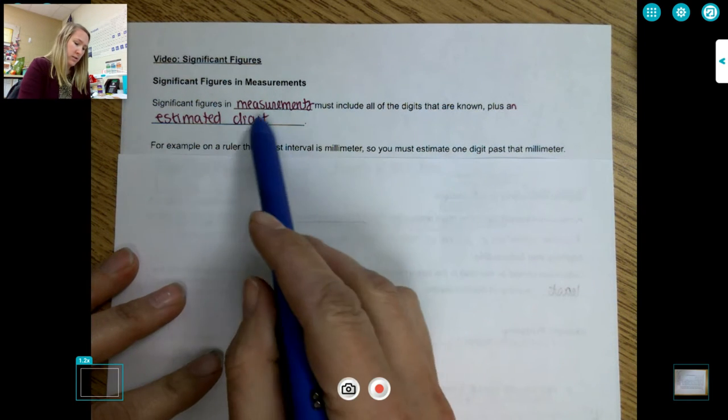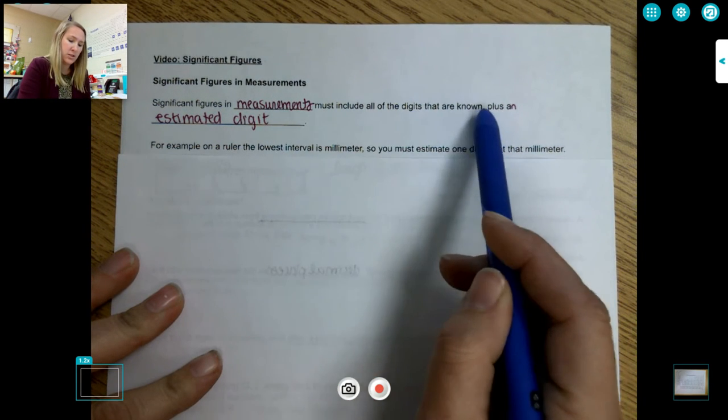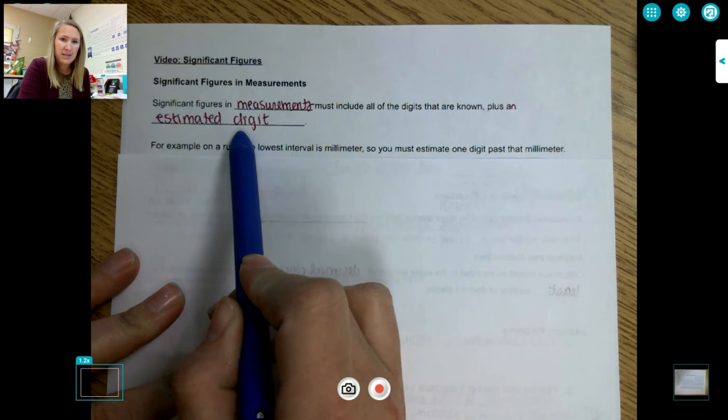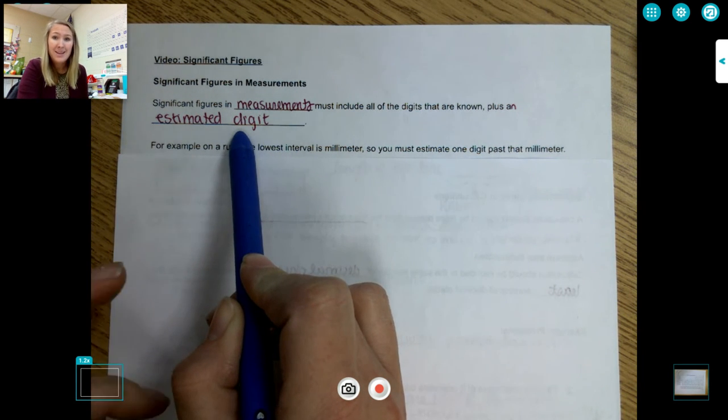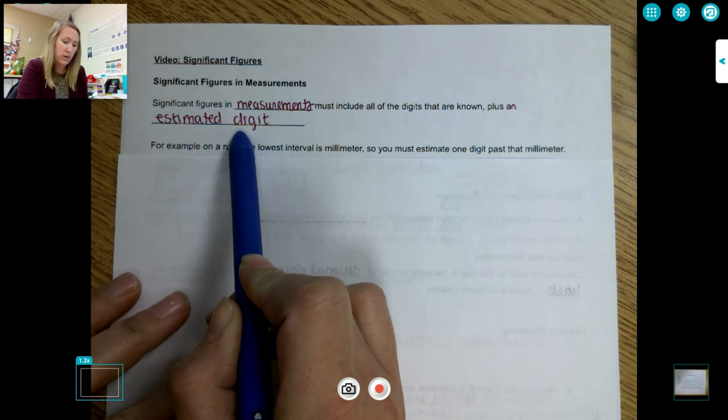So significant figures in measurements have to include all the digits that are known plus an estimated digit. So we always say what we know for certain, and then we are allowed, because we have brains, to estimate one digit past what we know.